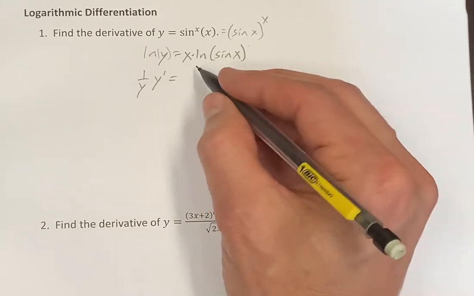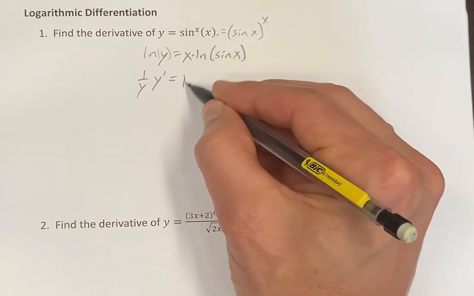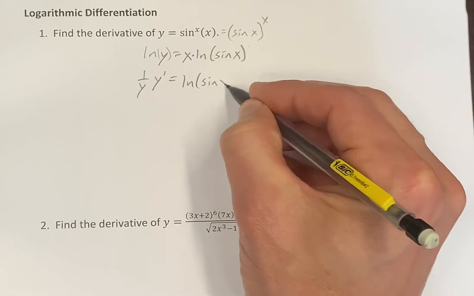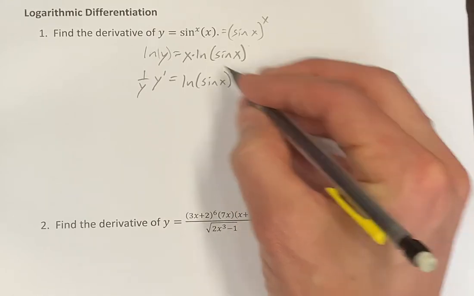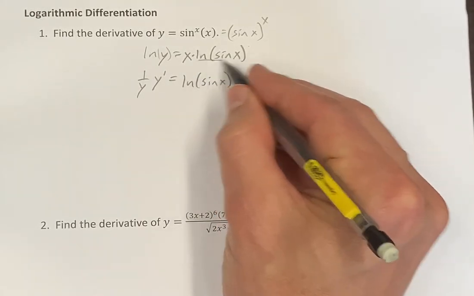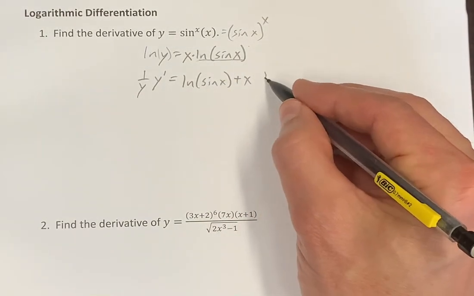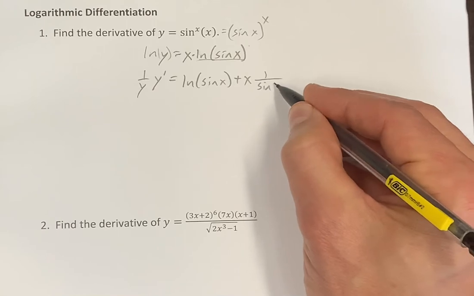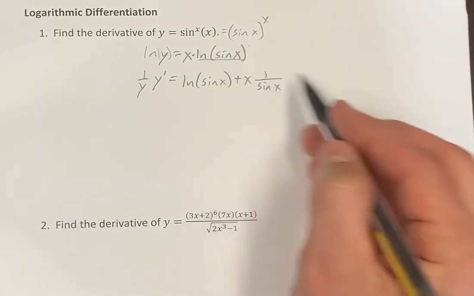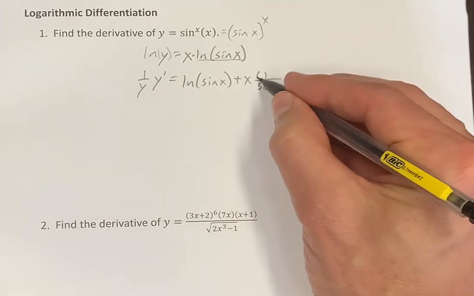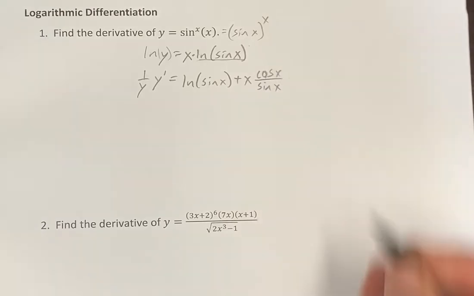Derivative of a product is derivative of the first one times the second, plus x times the derivative of this. I'm going to have to use a little chain rule action. Natural log of mess is 1 over sine of x times the derivative of the inside. I could write cosine x there, or I could write it on top, right? So that's what I've got.